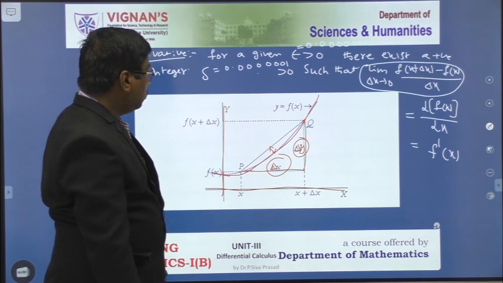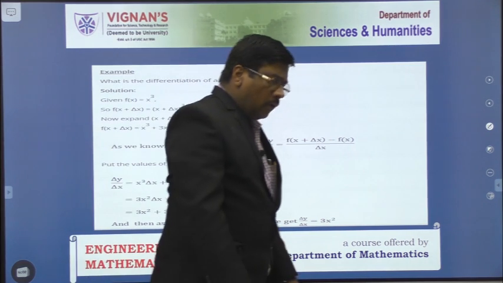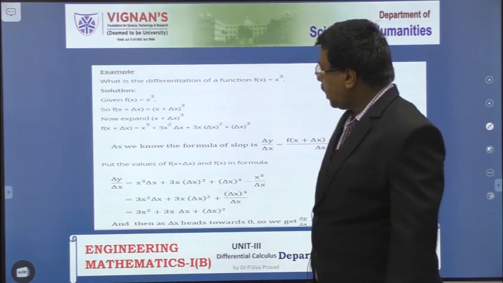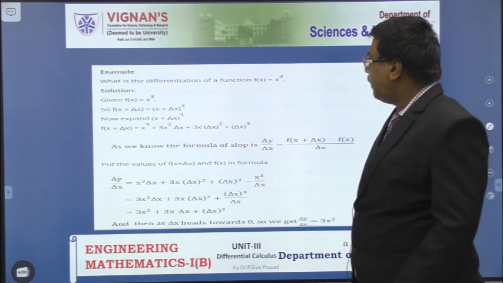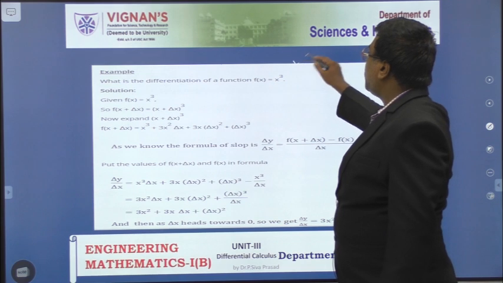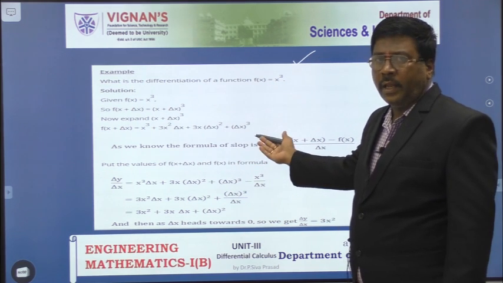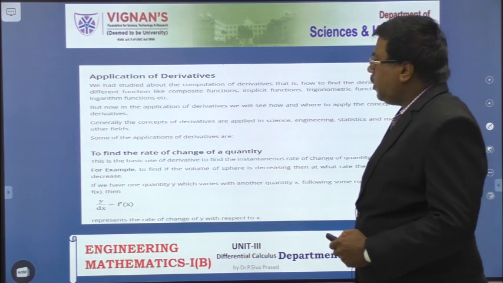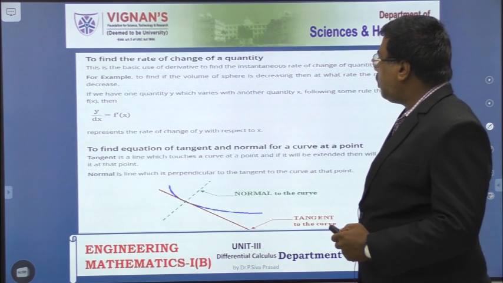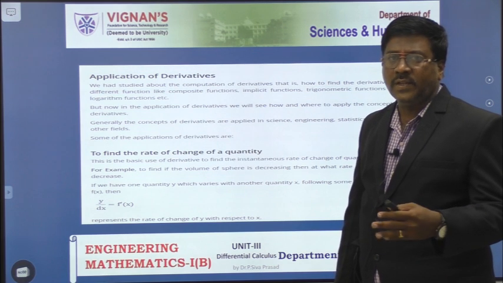Now, within this principle, how the derivative formulas exist, we have to see by using the first principle only how this one is obtained. So, we have to see that in the example. There is no problem at all. Before going to the actual syllabus, we have to know how these derivatives are useful.